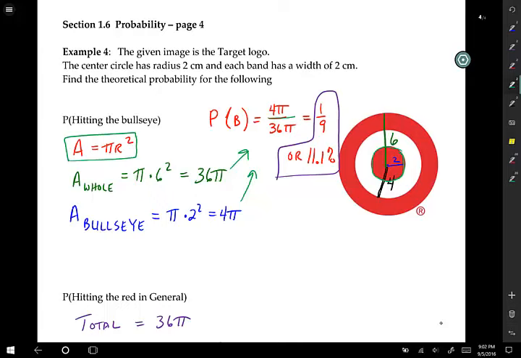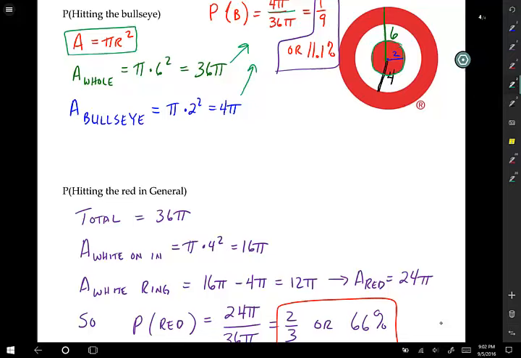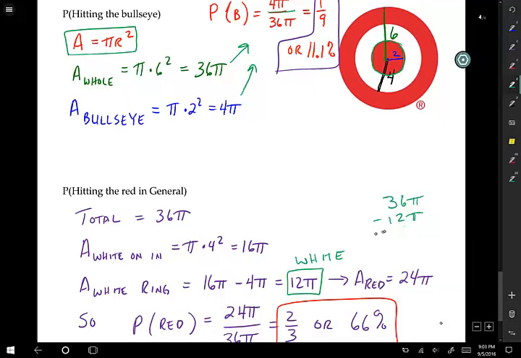Well, we know that the total is 36 pi. So then I said, the area from the white on in, therefore, is 4 squared times pi, which is 16 pi. So the bullseye, remember, is 4 pi. So 16 pi minus 4 pi is 12 pi. So that's the area of just the white. So if we take the area of the white, that leads us to the fact of 36 pi minus 12 pi gives us 24 pi is the area of all of our red.